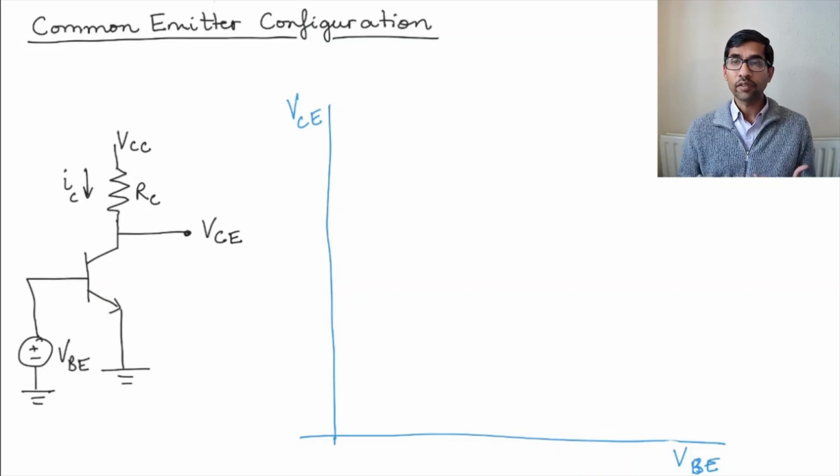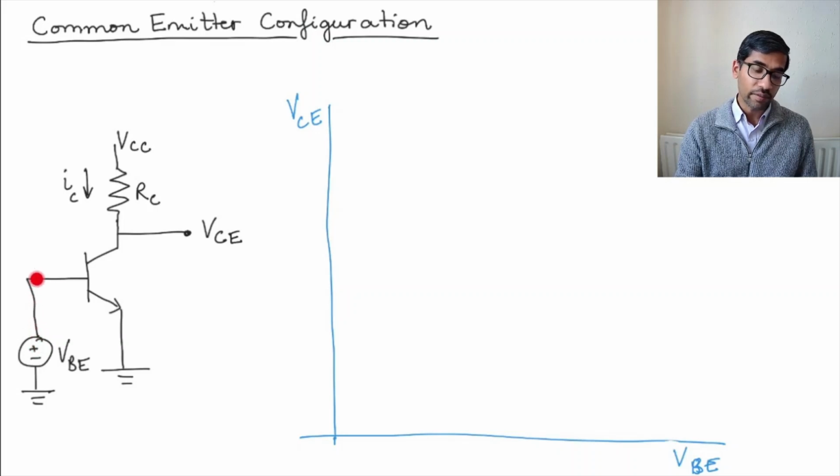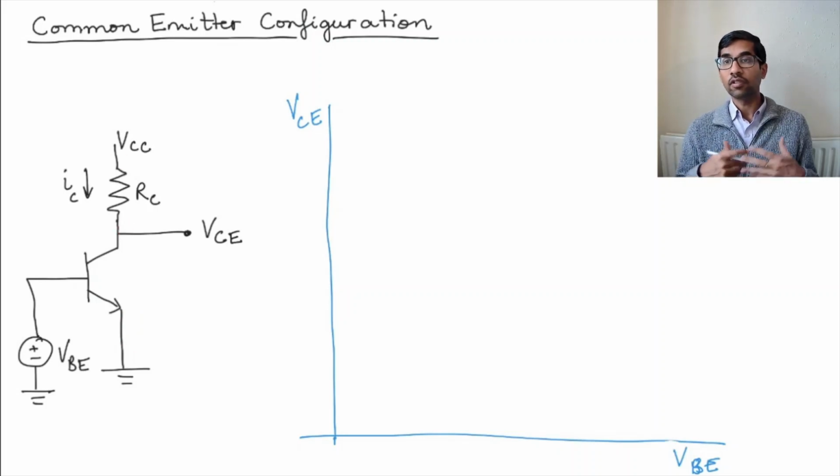And you could have got this more straightforwardly from just the assumptions of the cutoff mode. Remember, the transistor is in cutoff mode when VBE is less than 0.7 volts, and that's what it is here, right? So in the cutoff mode, we already said that the base current is going to be 0, and the emitter current is going to be 0, and the collector current is going to be 0. So there is no current flowing in the transistor.